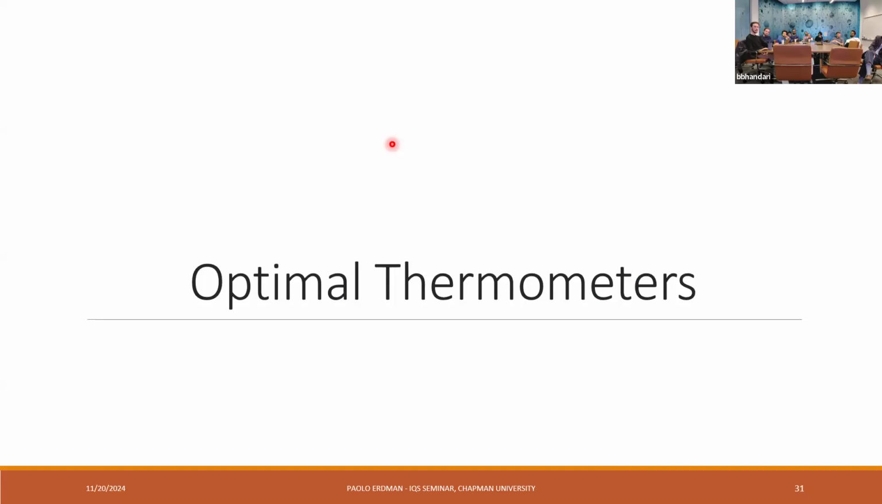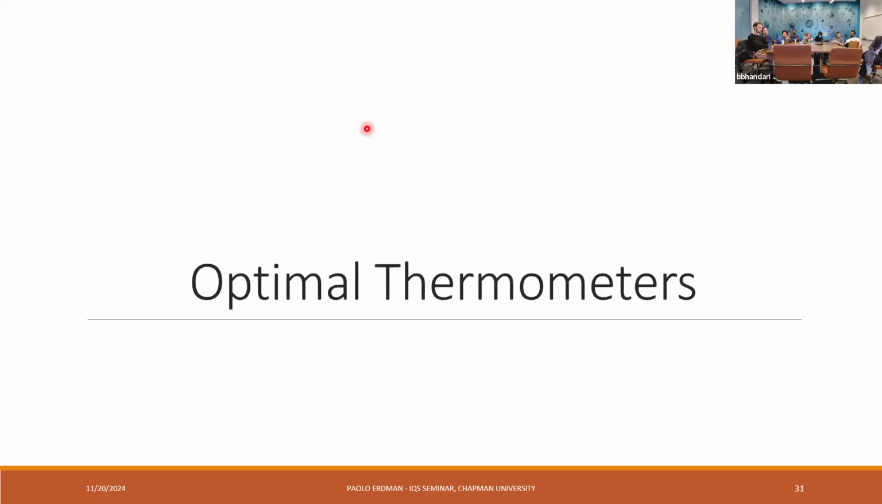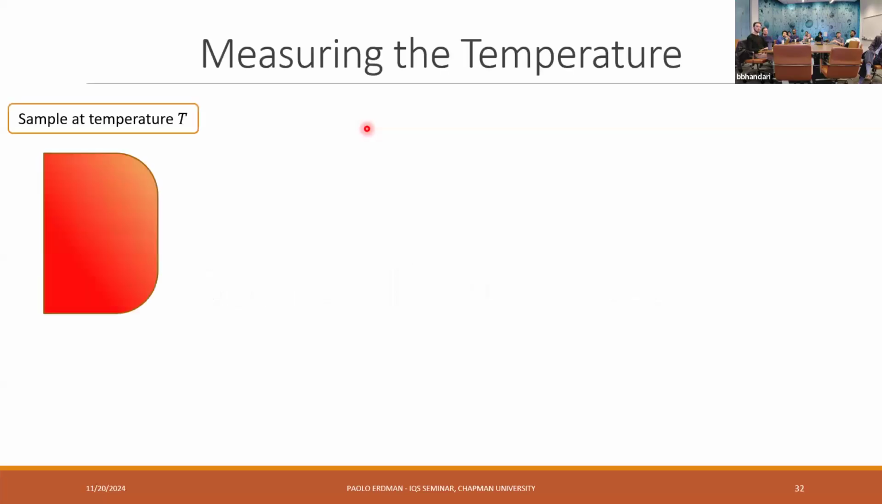Okay, so now I'll just move to the last part, which I think is the shortest and simplest. So this is more in the spirit of this optimal design of the system that I mentioned earlier. And it's in the context of thermometry. So let's say we have some object and we want to measure its temperature.